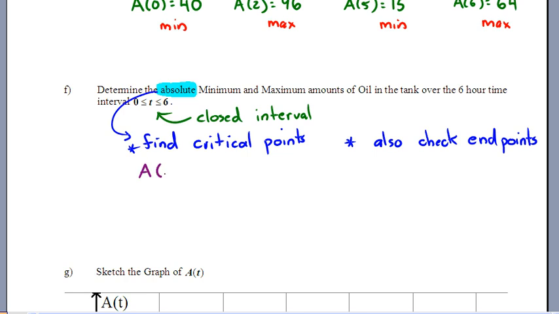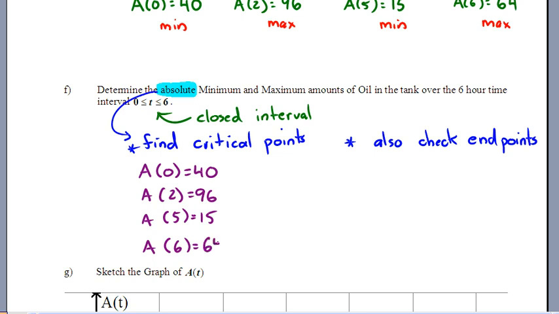We checked the amount at time 0 and got 40. We checked the amount at time 2 and got 96. We checked the amount at time 5 and got 15. And then we checked the amount at time 6 and got 64. So if you want me to find absolutes, I'm done. This 96 was pretty impressive. That's my absolute maximum in this story. And the 15, well, that's pretty unimpressive. That is the absolute minimum in this story.